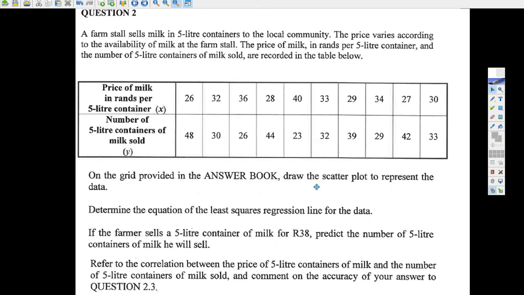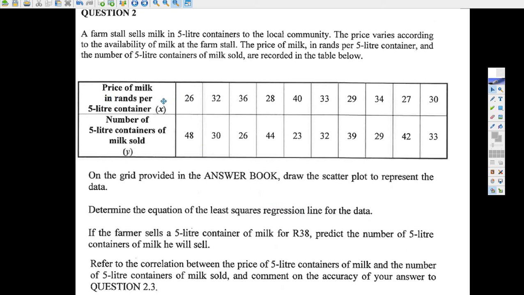And they ask us to graph them on a scatter plot. And they give us a nice graph, and all we do is go 26 along and 48 up and put a point. And we do that all together. We don't connect all the points. You don't do any of that. You don't connect them all together. It's just a scatter plot. So there's just points all over the place. Okay, so that's it. Determine the equation of the least squares regression line for the data.